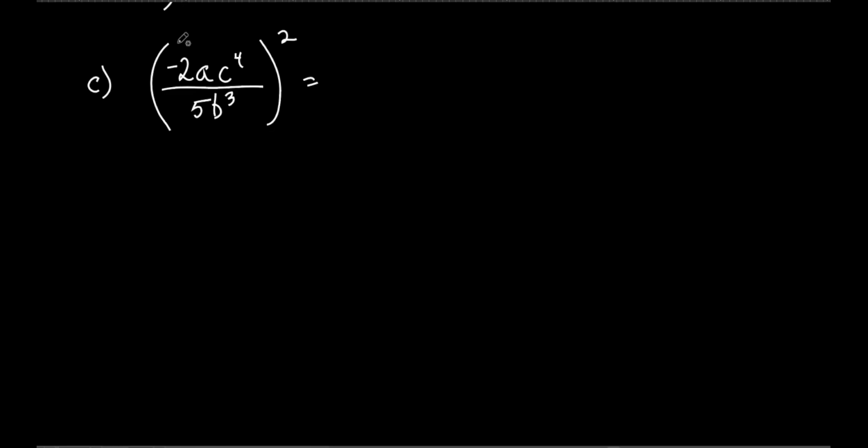So what do we do? Remember that rule, what do we call it? The power of a product or power of a quotient or something like that? Okay, we're going to basically do that. So everything in here is being taken to the second power. So we have to take the negative and the 2. So this is not going to be negative 4. What's it going to be?